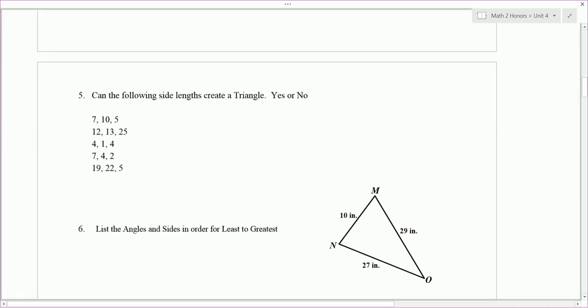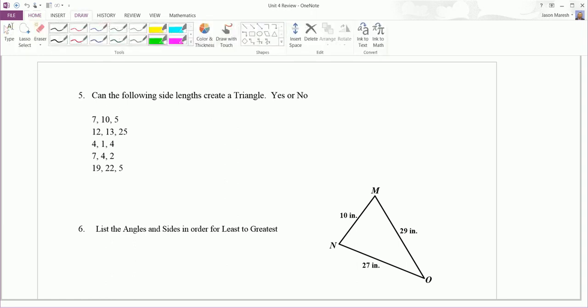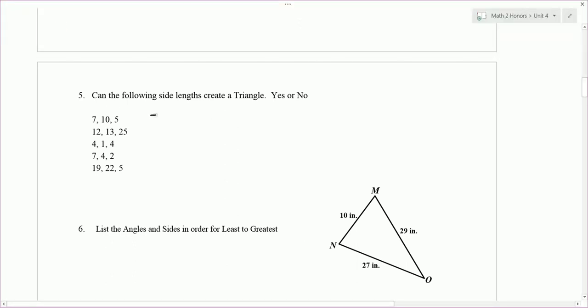So here we're going to use the triangle inequality, which states, again, like we said, the 2 smaller sides have to be bigger than the largest side. So on the first one, 7, 10, and 5, you take 7 plus 5. Those are those 2 smaller numbers. And you ask if that's bigger than 10. Yes, that's true. And so we say yes.